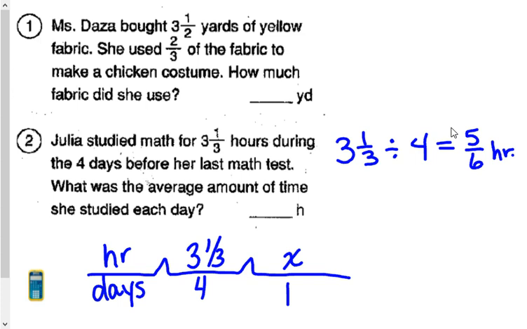Now, the reason this is really beneficial is because it helps you know whether to multiply or divide. Because when we cross multiply and then divide, 1 times 3 1/3 is 3 1/3 divided by 4 equals x. So that shows us that our problem has to be 3 1/3 divided by 4. That's another way to figure out what to do.